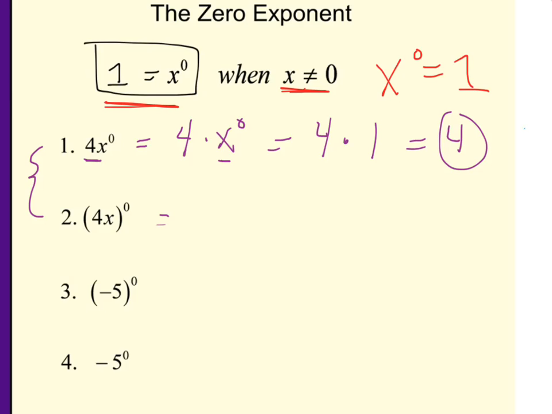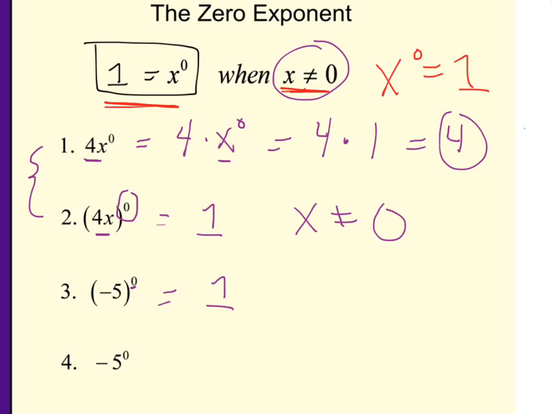Now this is a little different because the base here is 4x, so this is supposed to be just 1. Because anything raised to the 0 power is 1, as long as x, the only thing that x can't be in this example, is 0. In all of these examples, if you have an x, the base cannot be 0, or it would be undefined. Okay, here the base for the 0 exponent is negative 5, so that's just 1.